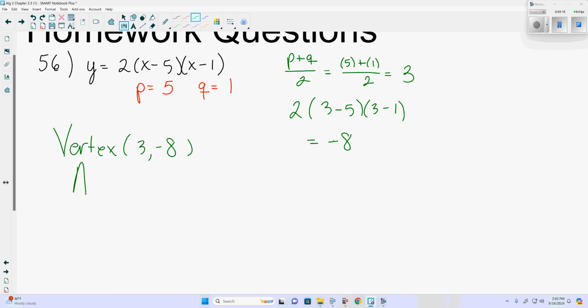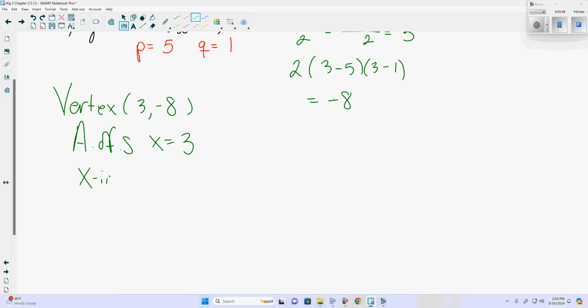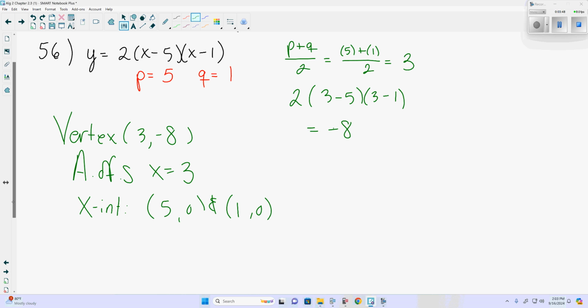Axis of symmetry. Almost. Oh yeah, I forgot you have to do that one. Yes? There we go. Because axis of symmetry is always going to be x equals or y equals. We need an equation for axis of symmetry. Now, x-intercepts. P comma 0 and Q comma 0. 5, 0, 1, 0. So that would be the whole answer, all that there.